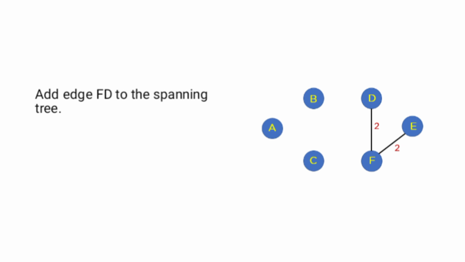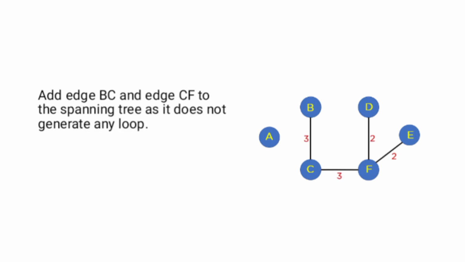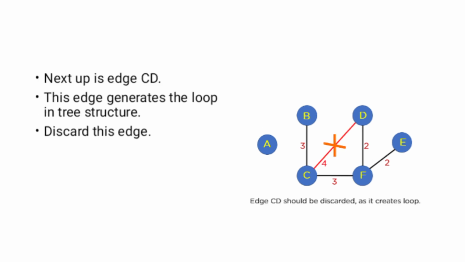Now add edge FD to the spanning tree. Then add edge BC and edge CF to the spanning tree as it does not generate any loop. The next up is edge CD. This edge generates the loop in your tree structure. Thus, you will discard this edge. Here, edge CD should be discarded as it creates loop. That is shown in this graph.